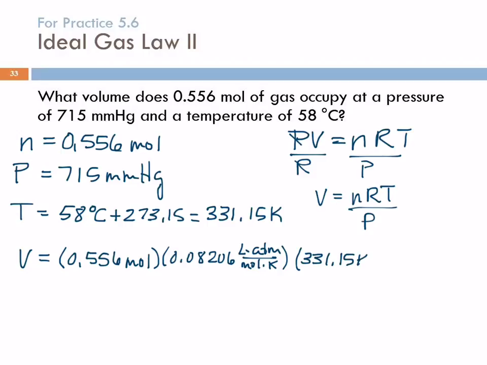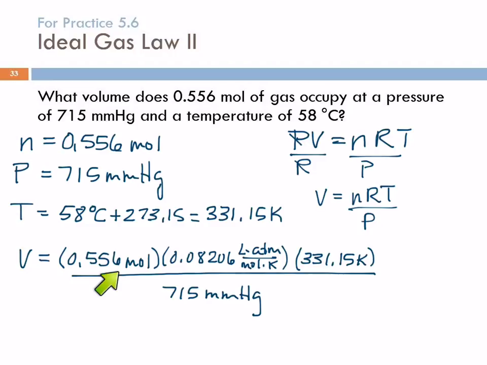331.15 Kelvin. And I'm just going to put my pressure down here. Why aren't you changing it to atm? Because I'm pretending to not quite have this mastered. That's why I'm not changing it to atmospheres. So I stuck that in there because I wasn't really thinking, pretending not to think. And then, again, check your units before you do the math. So moles cancel moles. That's good. Kelvin cancels Kelvin. Atmospheres and millimeters of mercury. That's not going to work. I need to convert that.